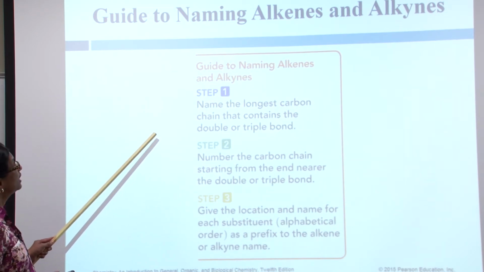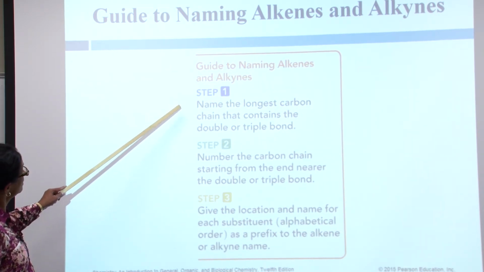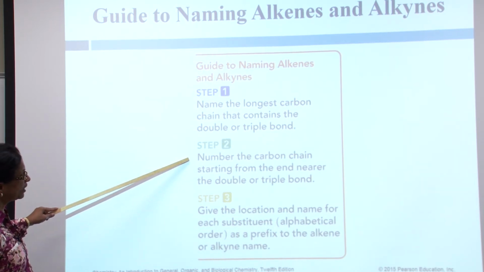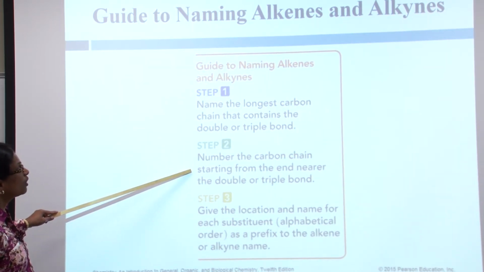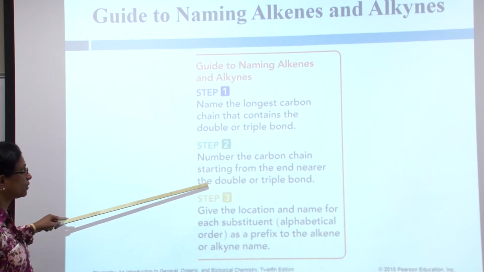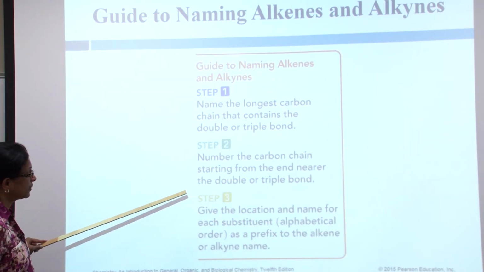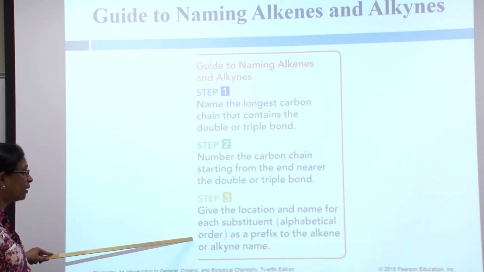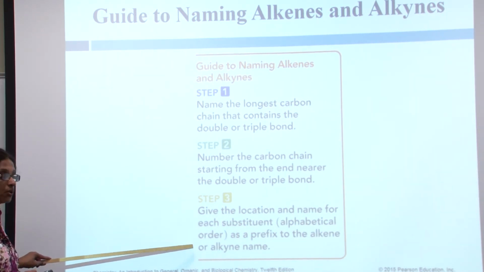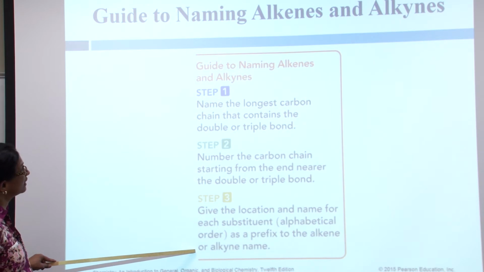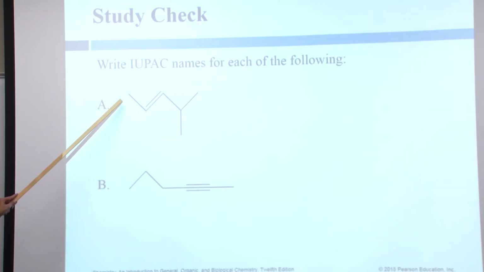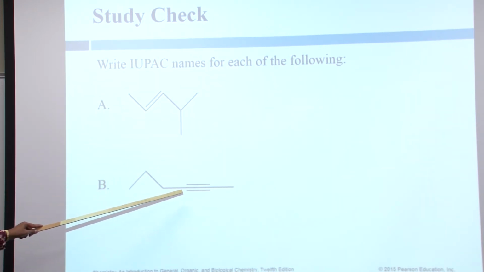So now again, naming guide. Step 1, name the longest carbon chain. Number the chain starting from the end nearer to the double or triple bond. Give the location and name for each substituent in alphabetic order as a prefix to the alkene or alkyne. So let us see here. This is an alkene. This is an alkyne.